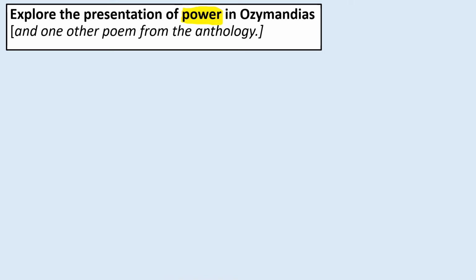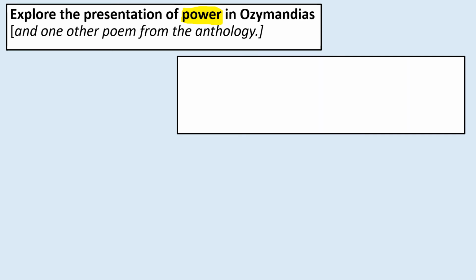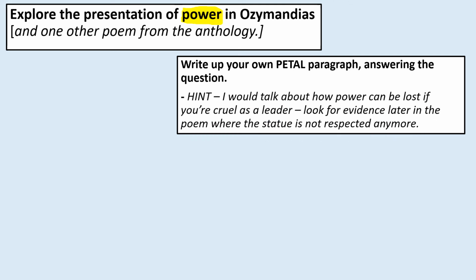Now, time to write our own response. Question's the same, obviously. We're going to write up our own petal paragraph answering that question. Now, the example talks about how people can get and maintain their power by being cruel. The obvious next stage, in my opinion, is to talk about how power can be lost if you're cruel as a leader. So we know that he loses his power because of the state of the statue at the end. That boundless bare sand. It used to be a huge city, but now there's nothing there, just this trunkless statue. All right. So again, look for evidence, possibly later in the poem, where that statue isn't respected.